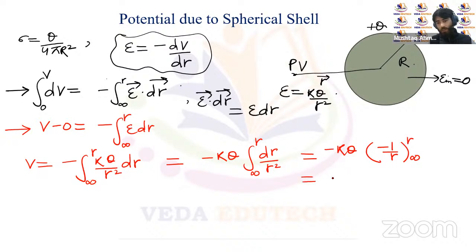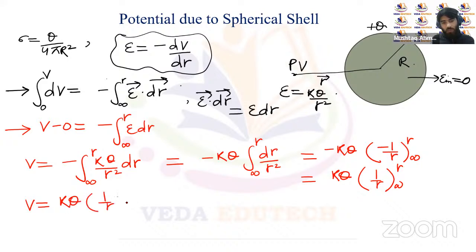So it will be kq upon r, with the limits infinity to r. Upper limit minus lower limit, so V is equal to kq times 1 upon r minus 1 upon infinity. So 1 upon infinity is equal to 0. So the potential here will be kq upon r.